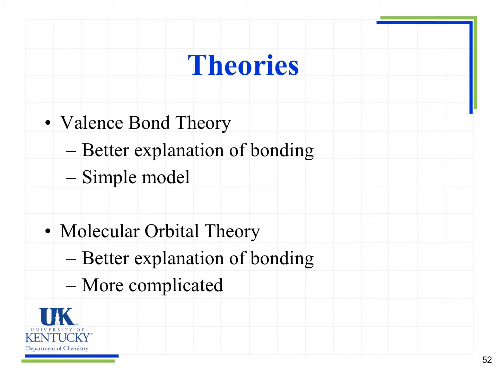However, it does get quite complicated quite quickly, so we'll only look at it for molecules known as homonuclear diatomics. They have the same nuclei, and they only have two atoms. So things like F2, H2, O2, N2. Very simple molecules.